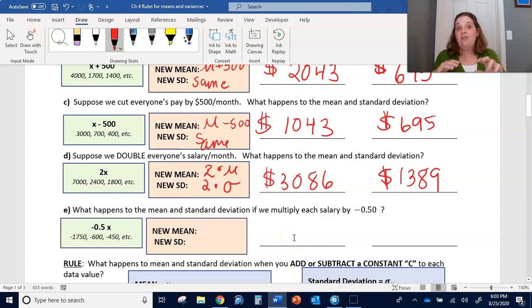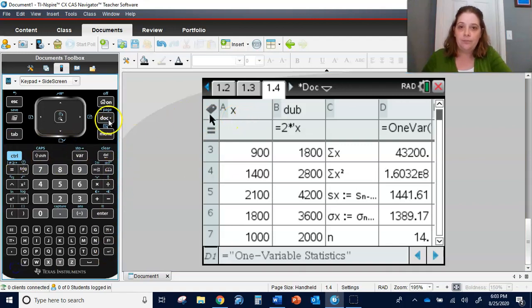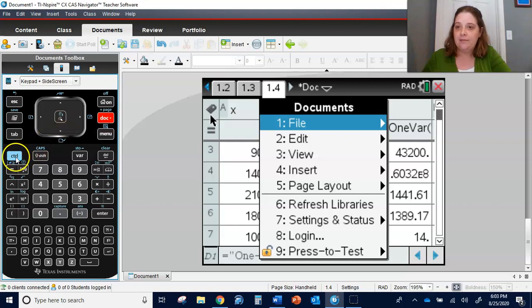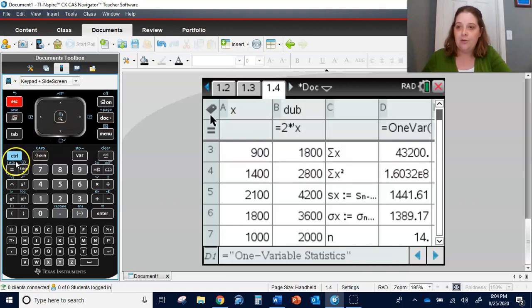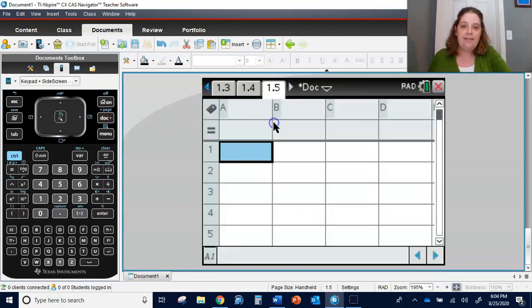So if you think about it, if you've got a bunch of negative numbers now instead of positives, you would anticipate that your mean would probably become negative as well. But what's going to happen to that spread? Or sorry, that standard deviation, is it going to become negative too? Okay, so I'm going to take my calculator here and I'm going to add a new page. Oh, I did it again. Here we go. Control, new page, list and spreadsheet.